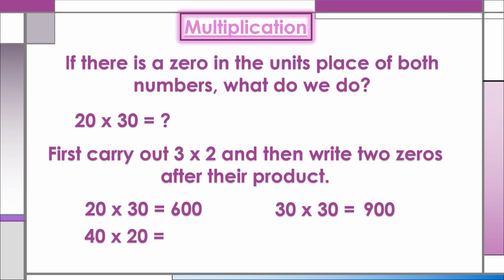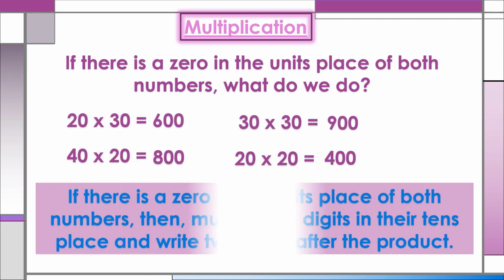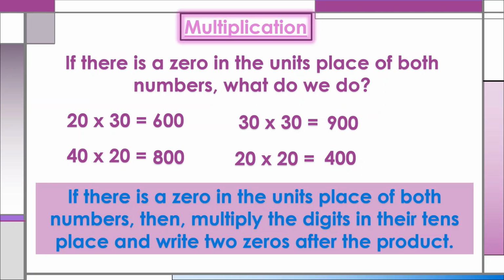40 multiplied by 20, 4 twos are 8, 2 zeros after that, 800. 20 multiplied by 20, 2 twos are 4, 2 zeros after that, 400. If there is a 0 in the units place of both the numbers, then multiply the digits in their tens place and write 2 zeros after the product.